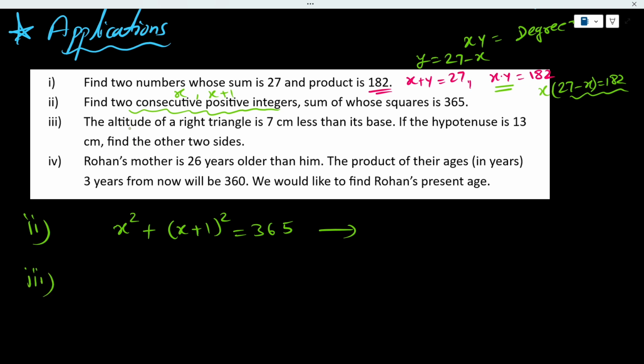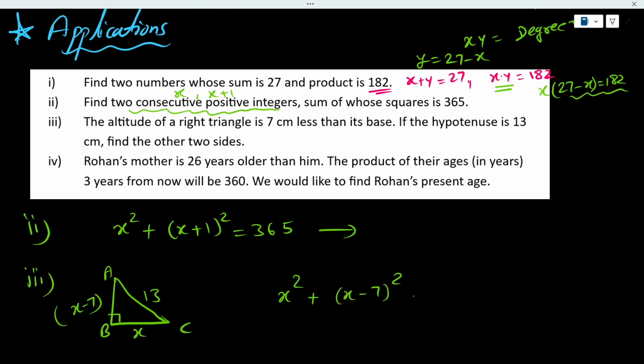Third question: sometimes the altitude of a right triangle. So take the right triangle here. ABC is the right triangle. One of the sides, another altitude. That means I can take AB as the altitude, which is 7 centimeters less than the base. So if I take the base as x, the altitude is x - 7, and the hypotenuse is 13. You know that the Pythagoras theorem is true. It can be x² + (x - 7)² = 13². Get it to standard form ax² + bx + c = 0, and then you can solve it.